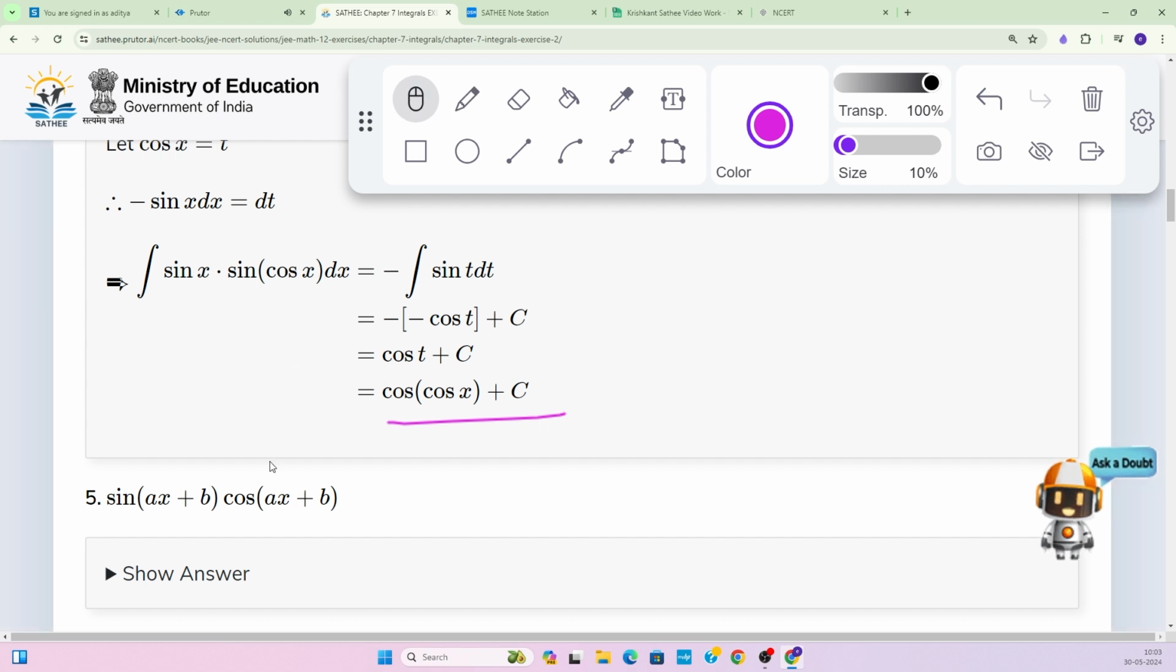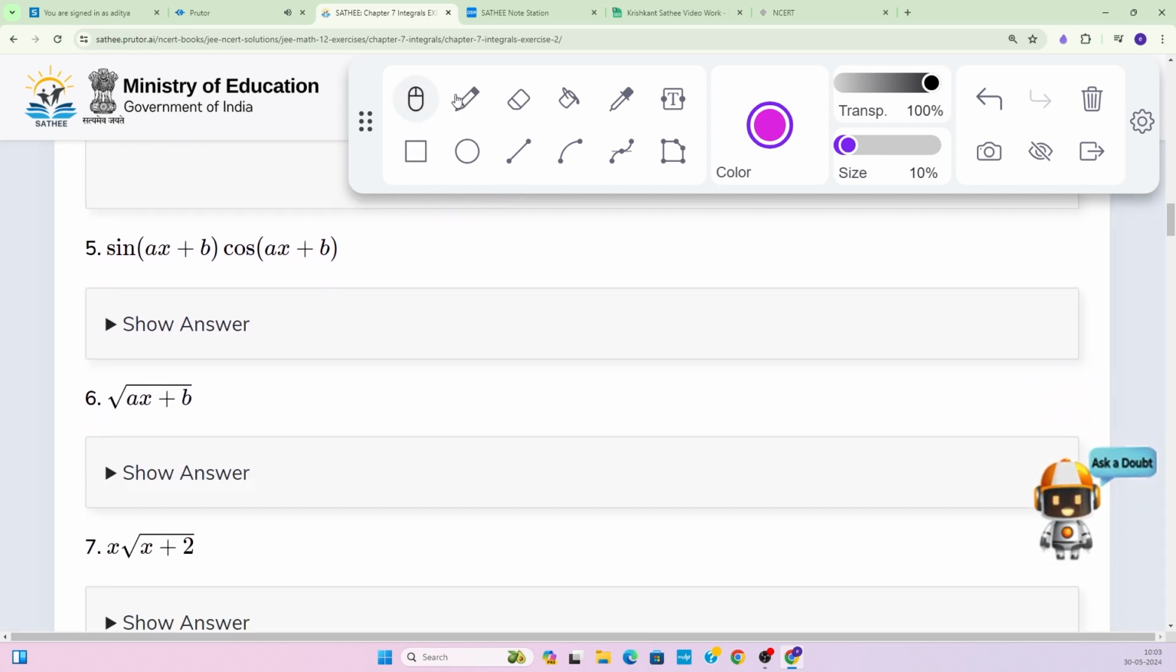Let us move to the fifth problem. The fifth problem is saying this. So what can you now take? Very simple. If you take this as your what?